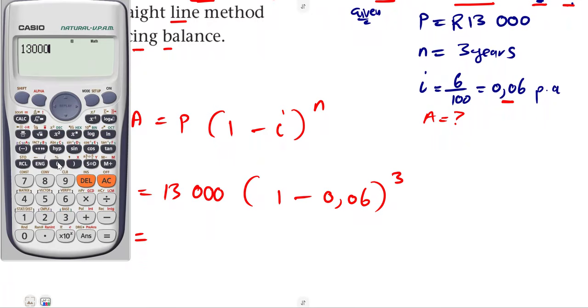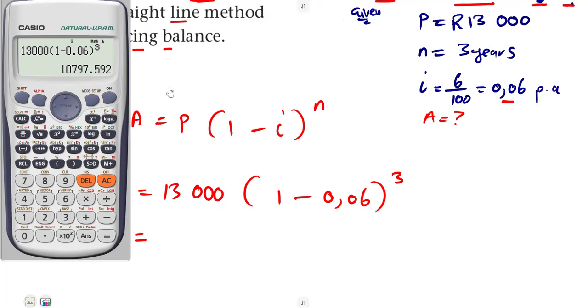All right, open the bracket, 1 minus 0.06. Then close the bracket to the exponent of 3. So we use the exponent key, the x to the exponent of this one. That is the one that you're going to need. Press that one, it gives us the exponent on top. So that's 3, then equals. All right, so this is what we have.